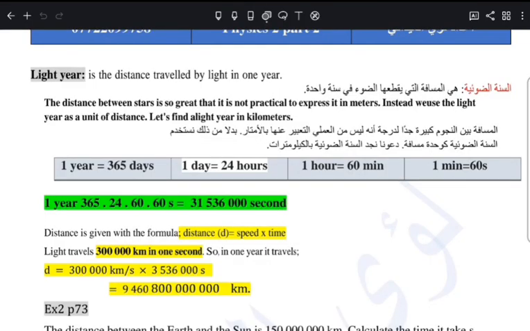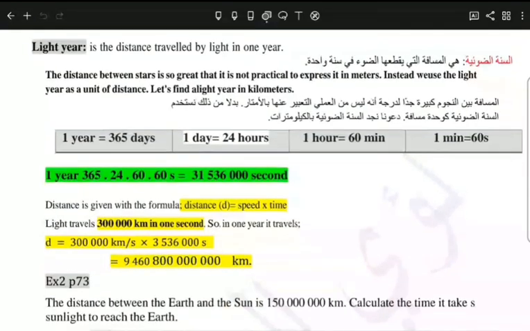A light year is the distance traveled by light in 1 year. The distance between stars is so great that it is not practical to express it in meters. Instead, we use the light year as a unit of distance. Let's find a light year in kilometers.